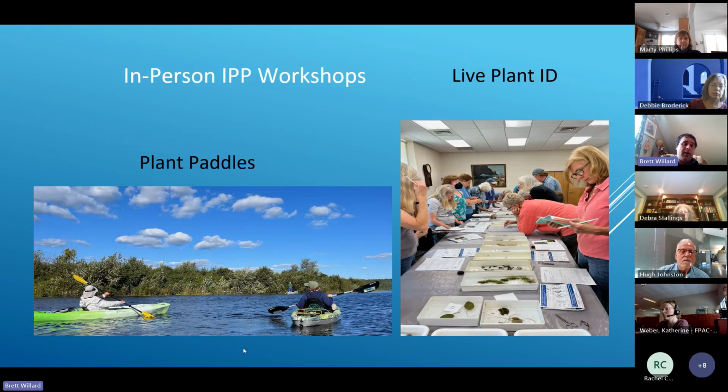And we have, of course, our in-person trainings, our in-person workshops. We have plant paddles, where we physically bring people onto a lake and show them the plants that grow in their lake. We collect samples and we key them out using the quick key. And we also have live plant IDs. This is where we bring around 40 different species of plants to a community space where we allow people to pick up samples, look at them, and learn how to use a field guide and more finely identify those plants.